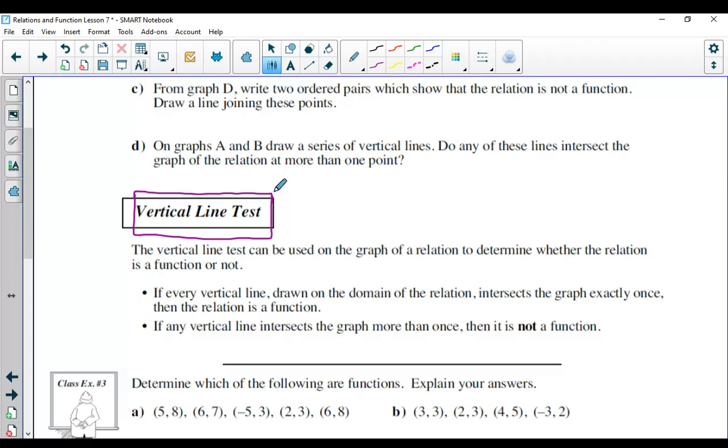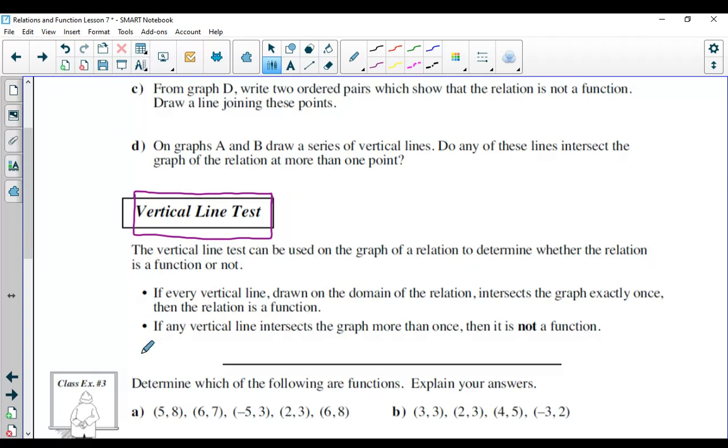So the vertical line test can be used on a graph of a relation to determine whether the relation is a function or not. If every vertical line drawn on the domain of the relation intersects the graph exactly once, then the relation is a function. If any vertical line intersects the graph more than once, then it is not a function. Okay, so this is what this means.